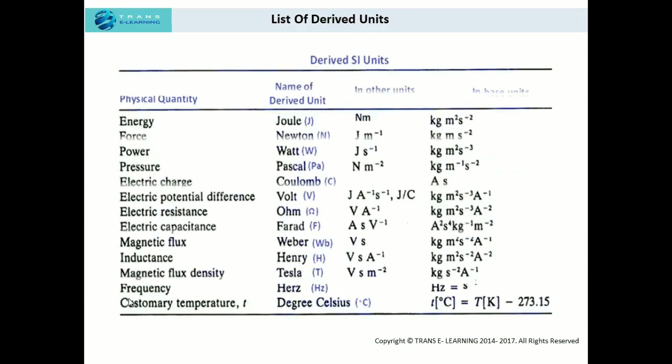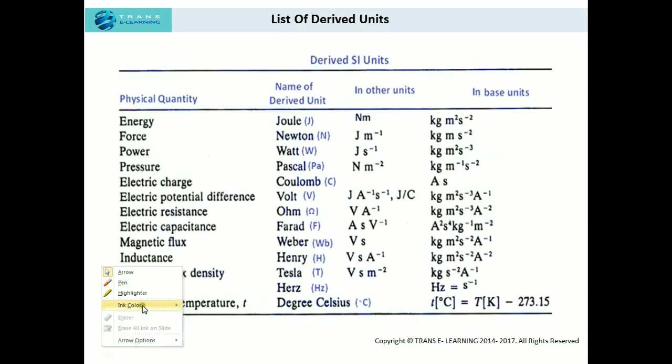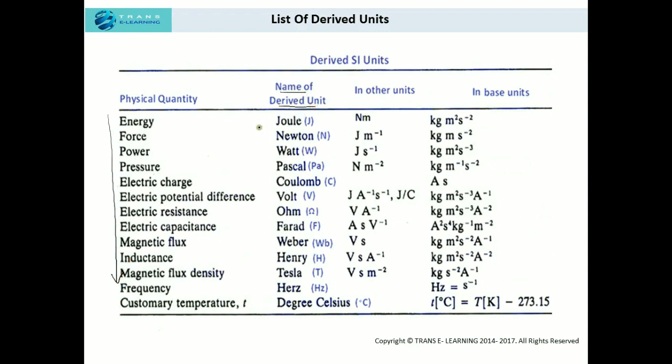Let's study some derived units. Here you can see the list of some derived units. We have a derived quantity here, then we have the name of the derived unit. These are some special derived unit names given for the units of these physical quantities. Then we have the units in some other units, and then we have the units in base units.